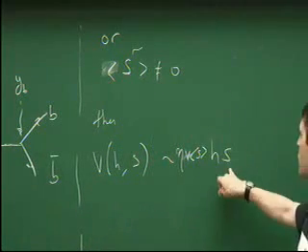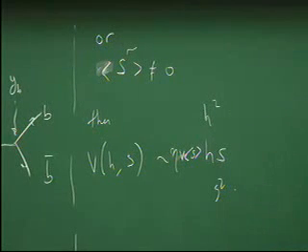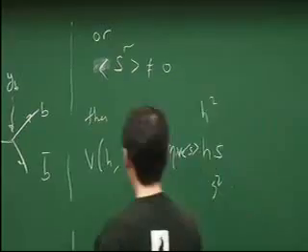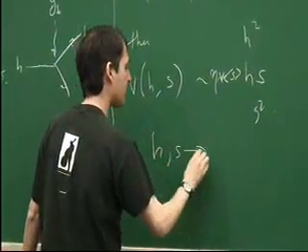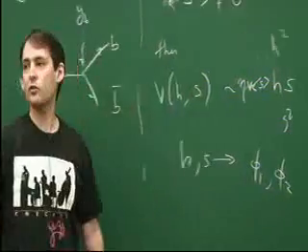Okay, so now that I have HS terms, and of course H squared terms and S squared terms, these things mix. So I have to diagonalize the mass matrix. So now, instead of having H and S, they mix. I have two new eigenstates, phi 1 and phi 2, which are mixtures of H and S.